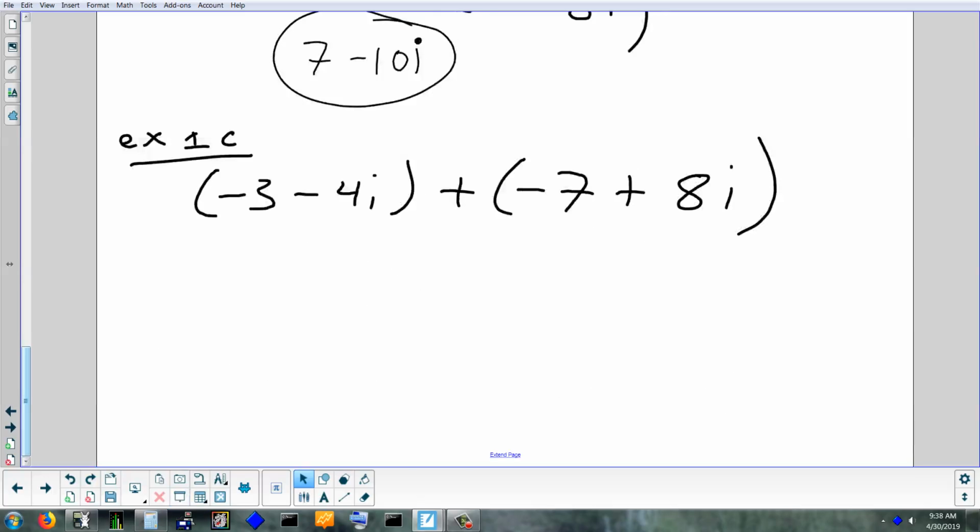Okay. What's going to be the real part when I combine these together? Yep, so negative 3 plus negative 7 gives me a negative 10. And what's going to be my imaginary part? Yep, negative 4 combined with a positive 8 gives you 4i. So, any questions on addition?